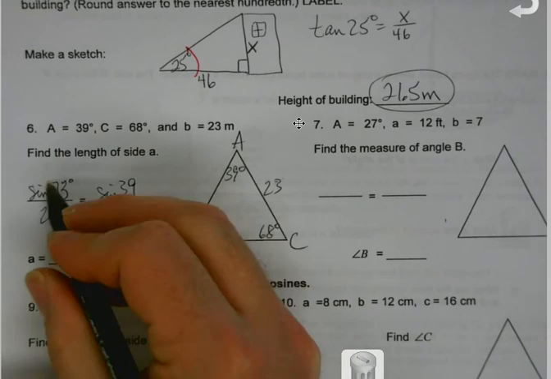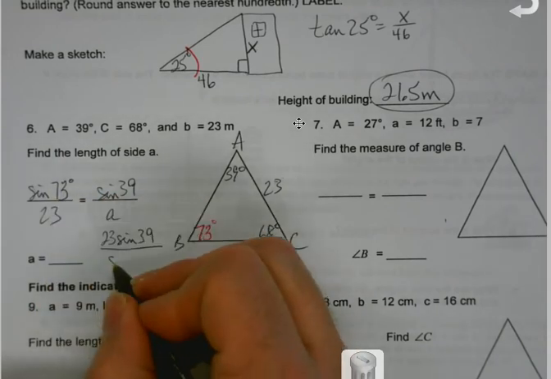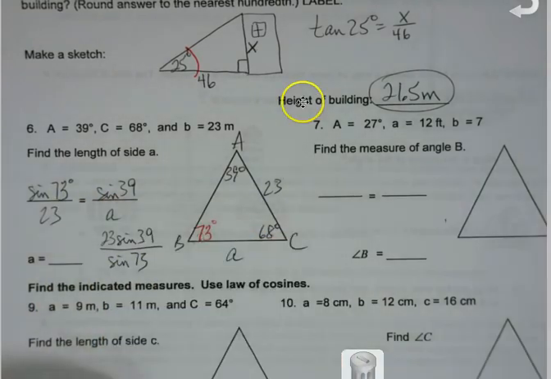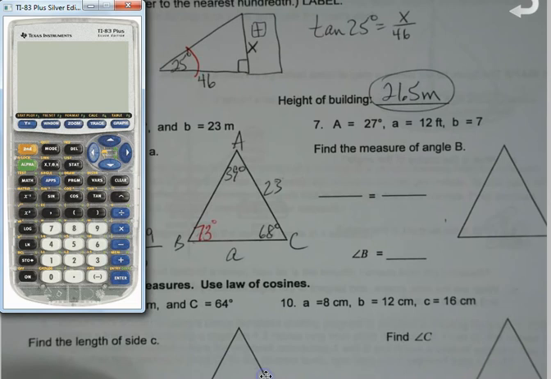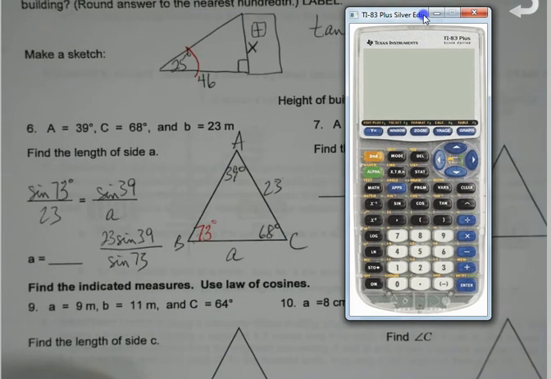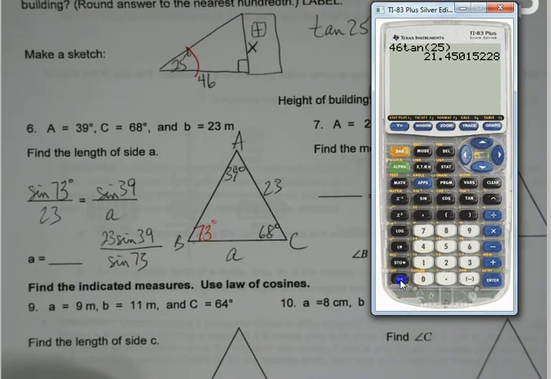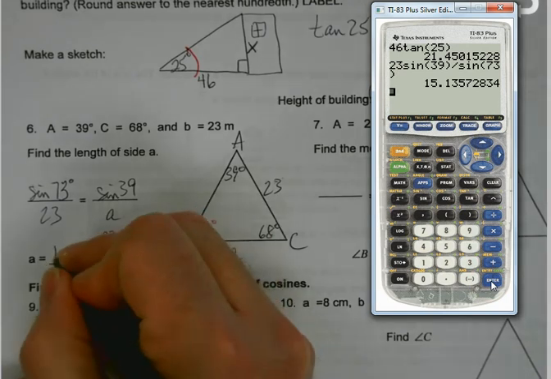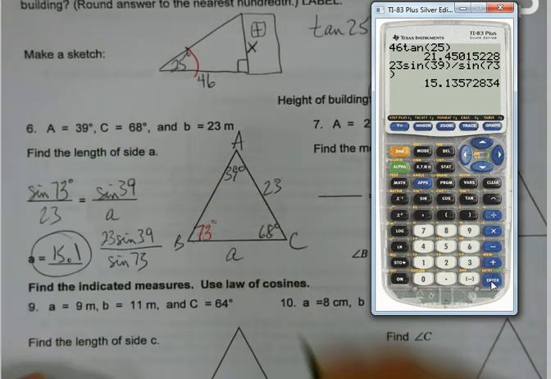And we're going to divide by what is in the diagonal with my A, which is the sine of 73. No second this time, because I'm not looking for an angle, I'm looking for a side. And it looks like A is about 15.1. I don't see a measurement, so we just don't do it this time.